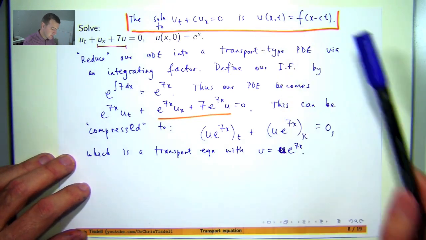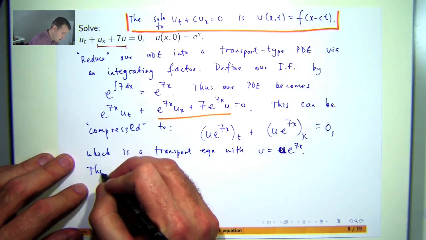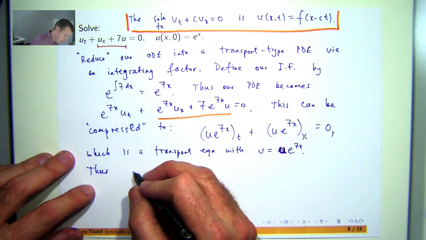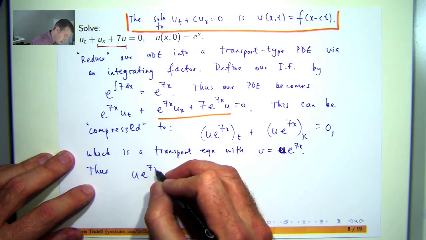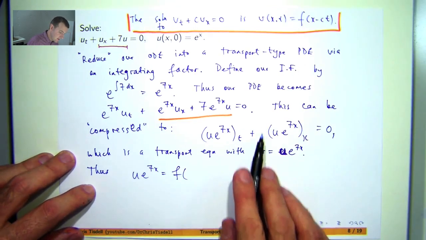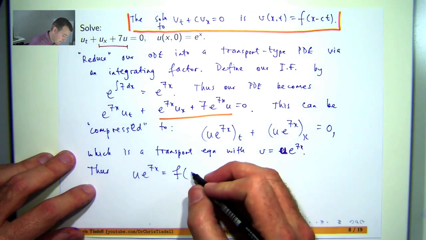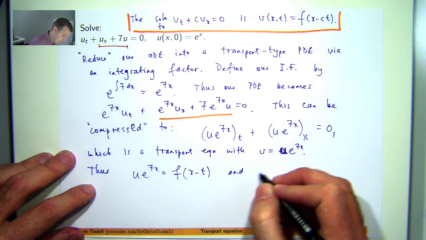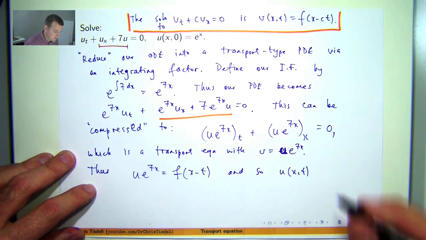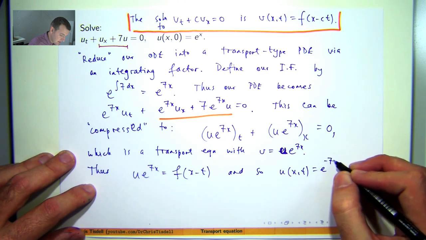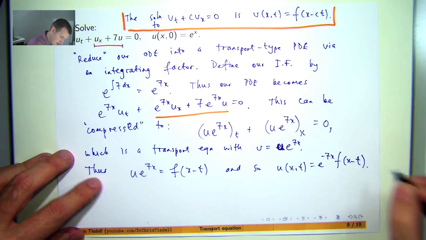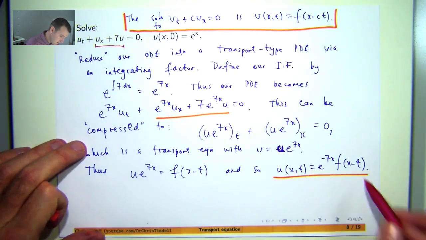Well, I know what the solution is. The solution to this problem is just the following: it's a function of x minus ct. So in here, c is just positive 1. And so to get u, let's just divide both sides by e to the 7x. This is our general solution to this problem here.